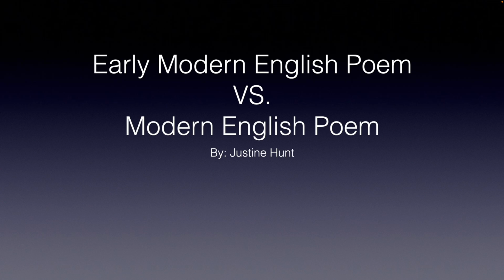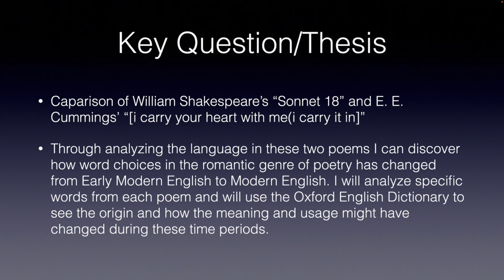Justine Hunt, and the title of my presentation is Early Modern English Poem versus Modern English Poem. For this presentation, I'll be comparing William Shakespeare's Sonnet 18 and E. E. Cummings' "I Carry Your Heart With Me, I Carry It In." The key question and thesis of my final is: through analyzing the language in these two poems, I can discover how word choices in the romantic genre of poetry have changed from early modern English to modern English.